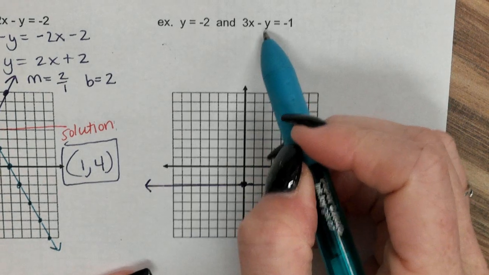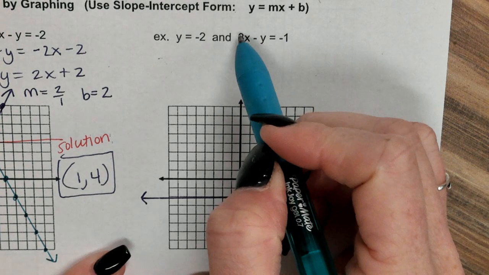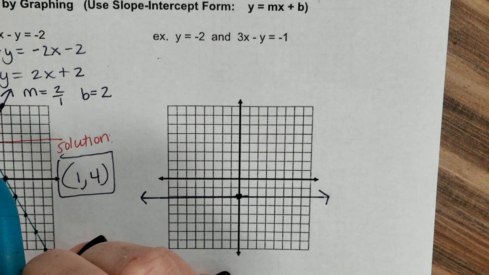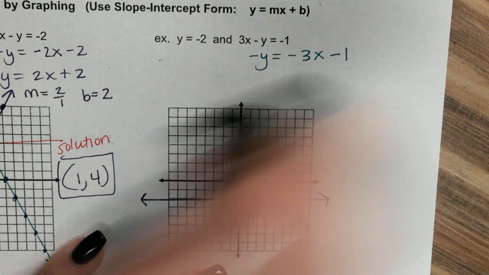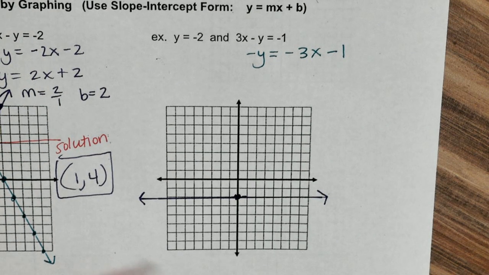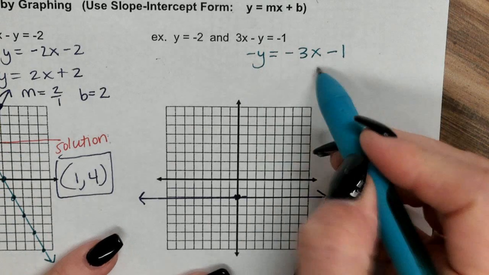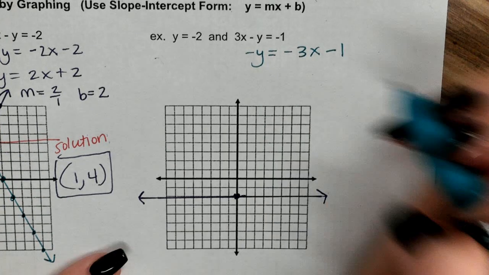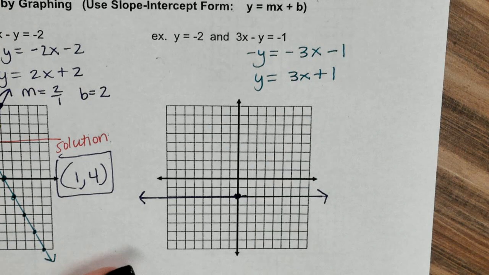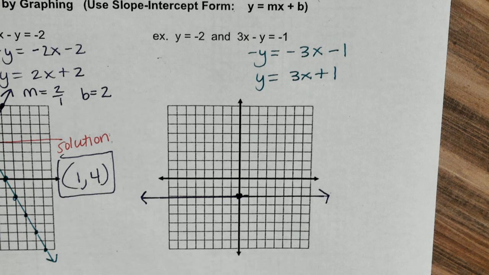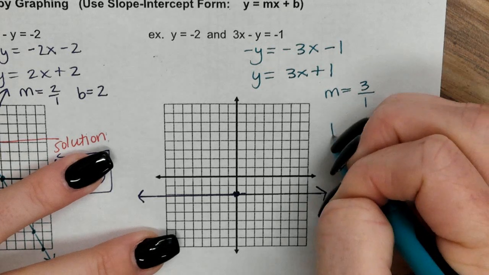Now I need to graph this one, but what do I need to do to it? Rearrange. Okay, so how am I going to get this 3x to the other side? Minus 3x. So I have negative y equals negative 3x minus 1. Can I have a negative y? No. So I have to divide everything by negative 1, which just changes their signs to the opposite. So this becomes y equals 3x plus 1. Are y'all good with rearranging? Yes? We've been doing that since the beginning of school. All right, so I have a slope of 3 over 1 and a y-intercept of 1.